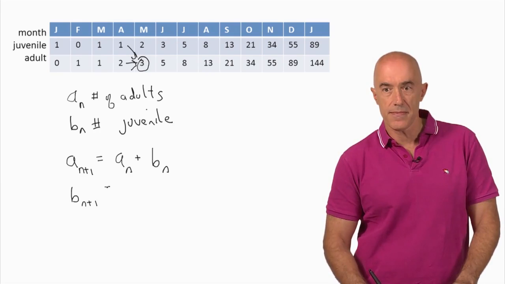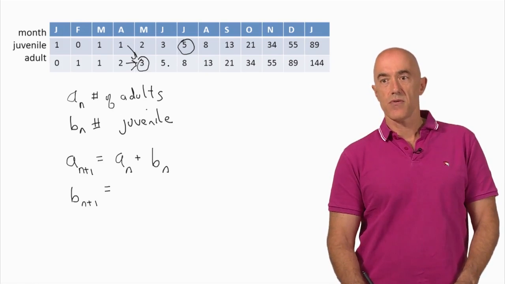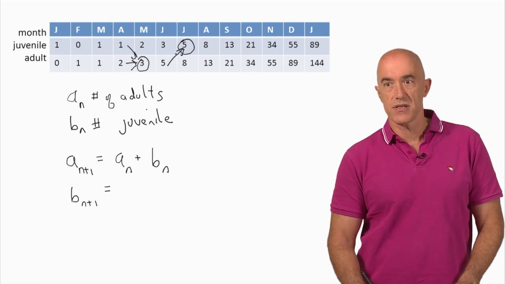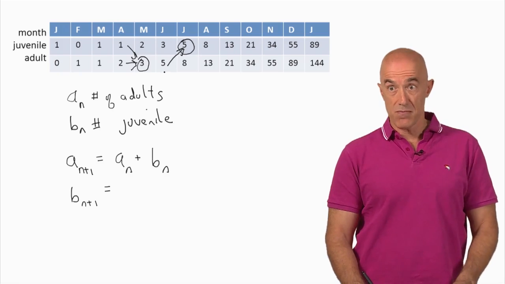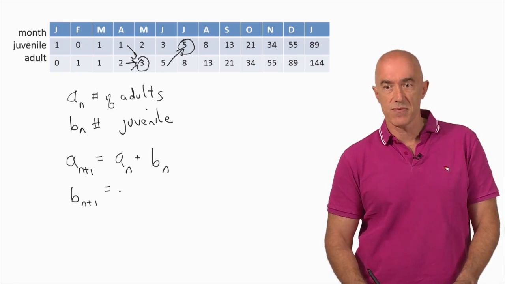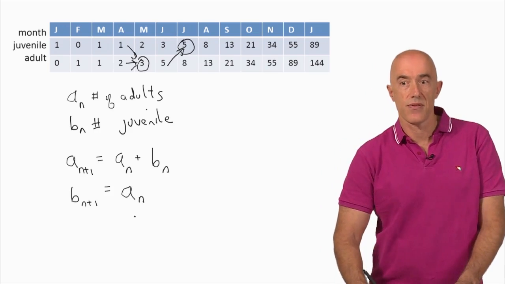Where do they come from? Let's say these juveniles here, where did they come from? Well, they came from these adults giving birth, the females in this adult rabbit pair giving birth. So it came from the number of adults in the previous month. So the number of juveniles in the n+1 month is equal to the number of adults in the nth month, okay?